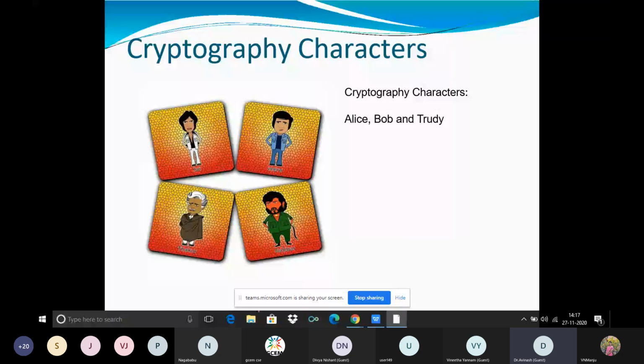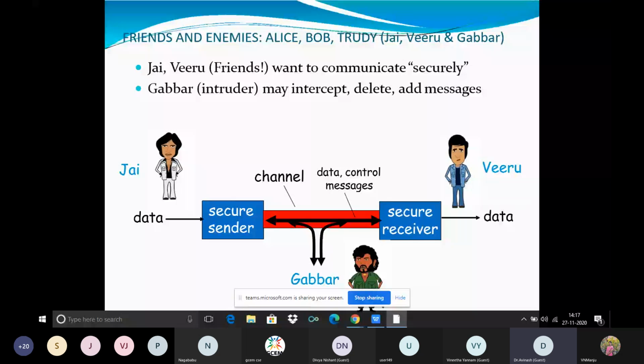So here I am replacing the first person, that is Alice. Alice is my first character. I will call Alice as Jay, and the other character, that is Bob, I will call as Viru. So Jay and Viru both are friends here. I have replaced Alice with Jay and Bob with Viru, and both are friends. So Jay is at the secure end, which is the sender end, and he wants to send some data to his friend, that is Viru.